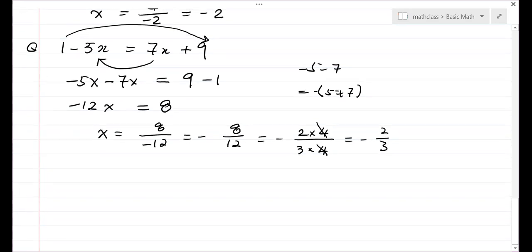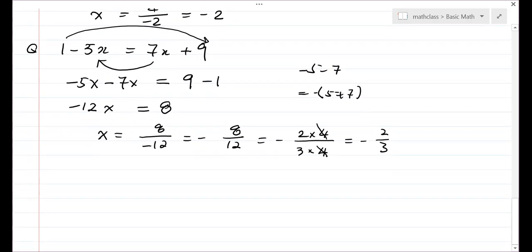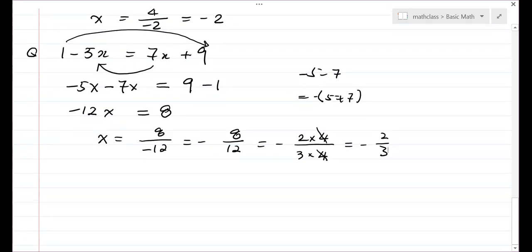So now, yeah, let's go over this problem. You move all the terms, like terms to one side, right? And finally, you get a simple equation, but you still face the problem of how to do -5 minus 7. Not everybody can figure that out.